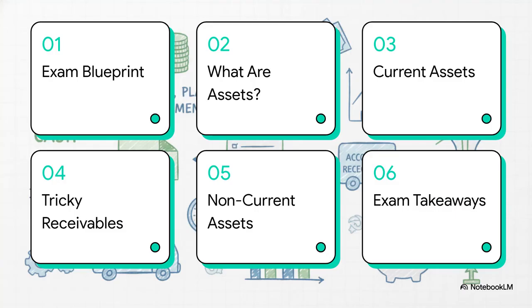So here is your literal study syllabus for our review session today. First, the exam blueprint. Then, what exactly are assets? Next, current assets, followed by tricky receivables, non-current assets, and finally, your final exam takeaways.